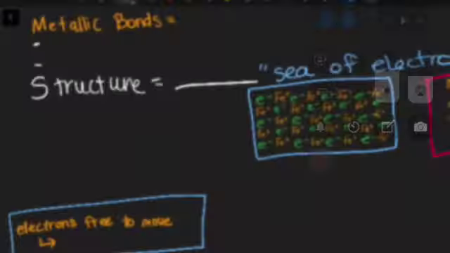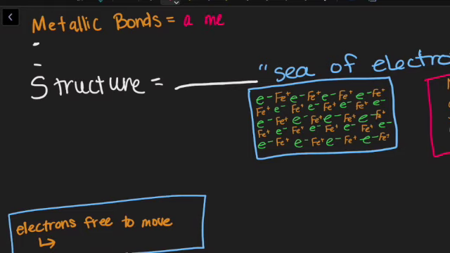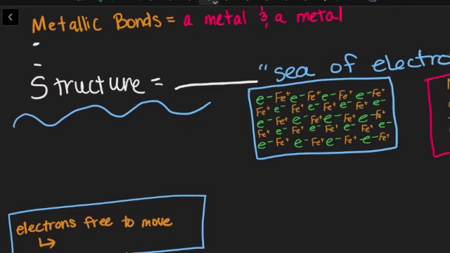Metallic bonds. Metallic bonds are between a metal and a metal. Hence the name. So when you think of metallic bonds, you should think of a sea of electrons. Let's just draw an ocean there, a sea of electrons. All the green are going to represent electrons. So the electrons make this sea.